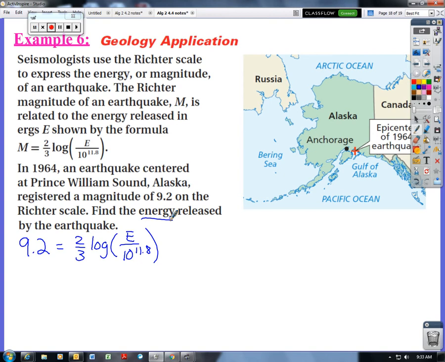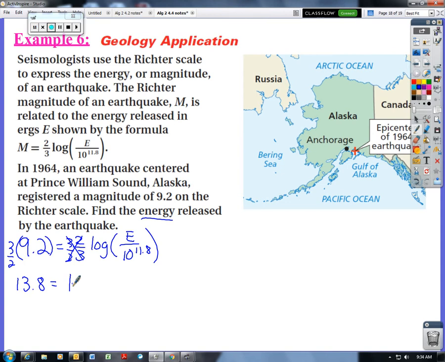We need to get E by itself, and right now it's stuck inside that parenthesis. The first thing we can do is get rid of the 2/3. So I'm going to multiply both sides by 3/2 in order to get that over here. And 9.2 times 3/2, that's 1.5 times 9.2, which is 13.8. That cancels. Then we get log of E over 10 to the 11.8.